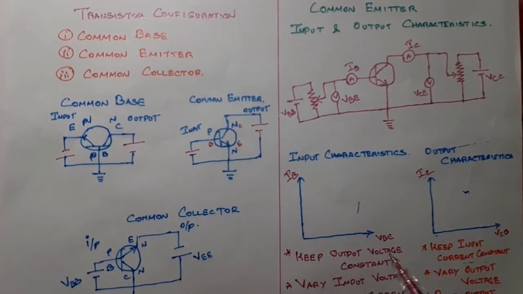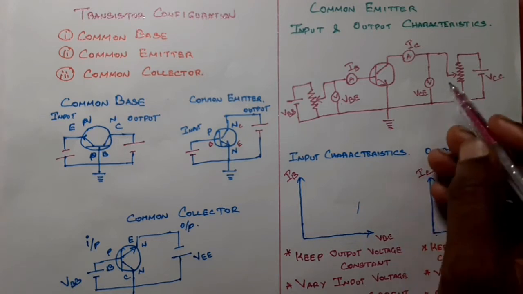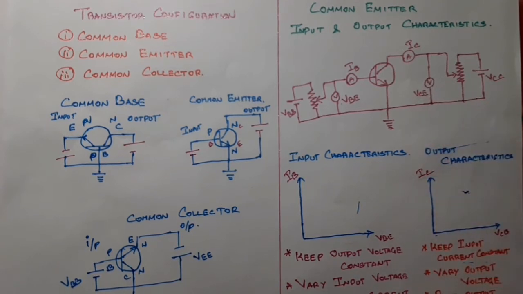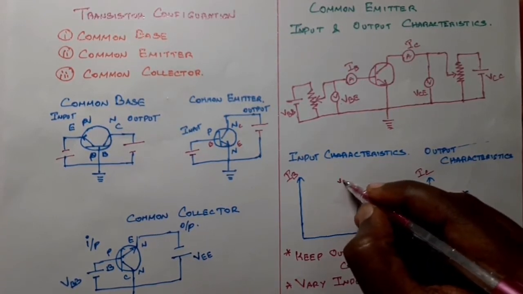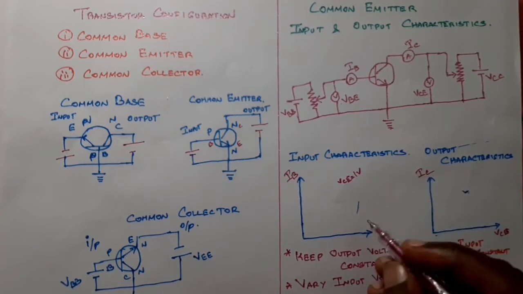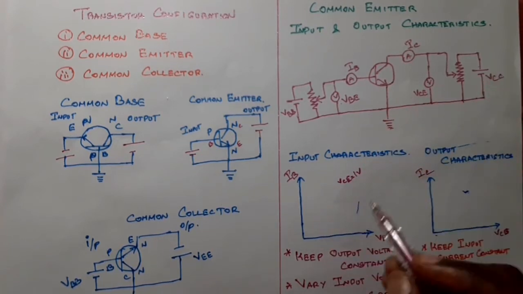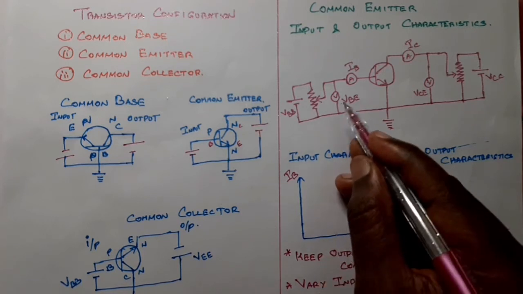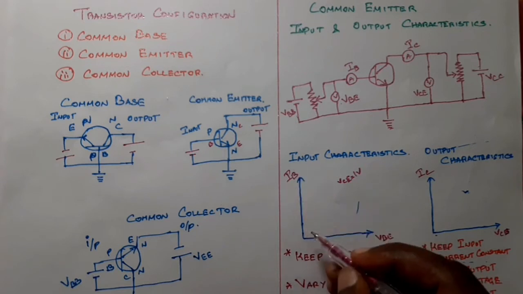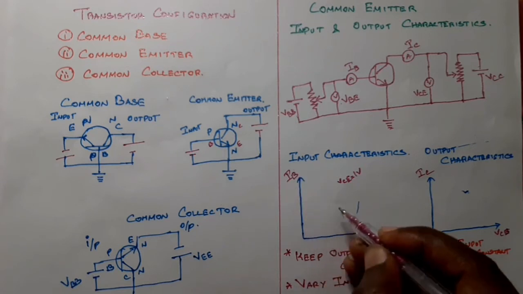Keep the output voltage constant, vary the input voltage, and plot the input current. So first you have to keep the output voltage constant, that is VCE. I am keeping VCE constant, equal to 1 volt. Then what I am going to do is vary the input voltage, check what happens to the input current, and plot the input current.